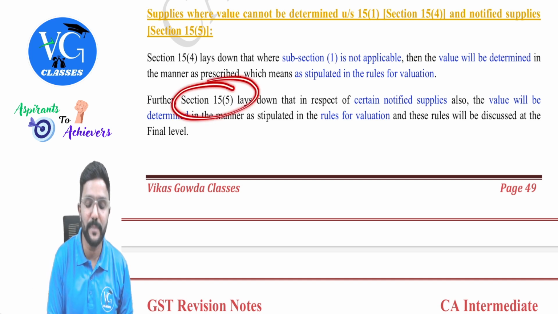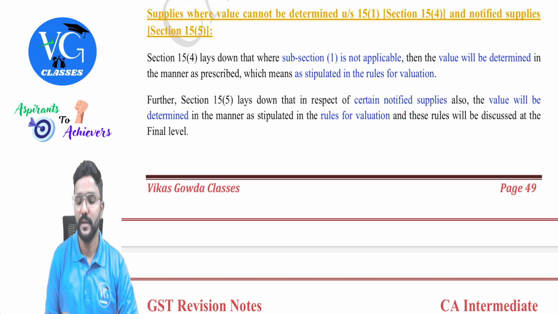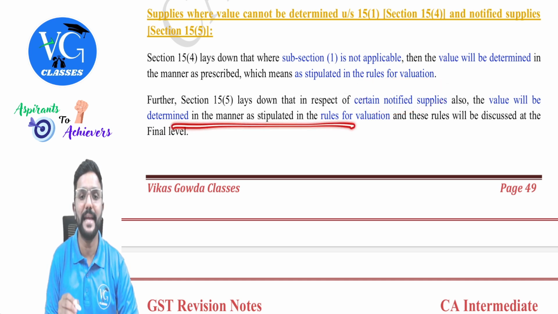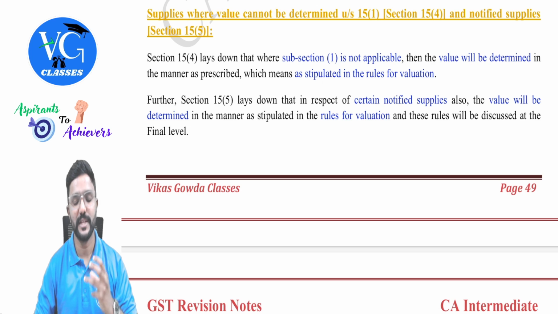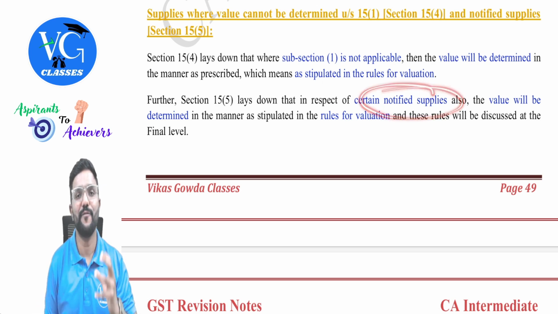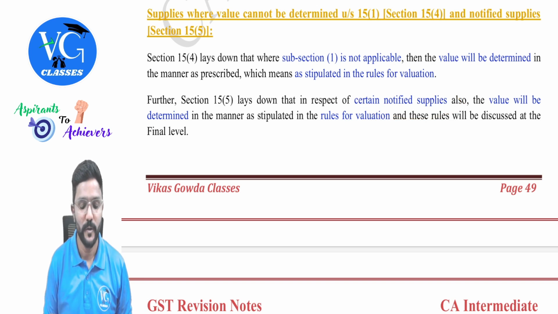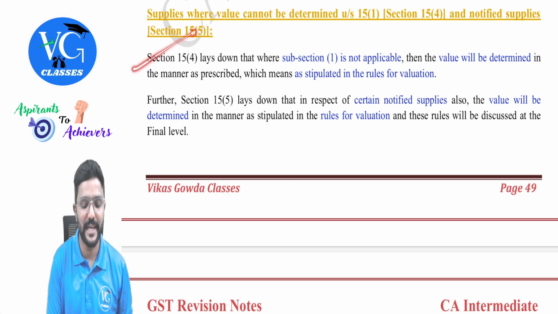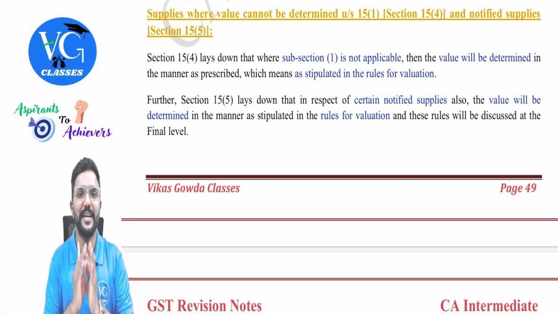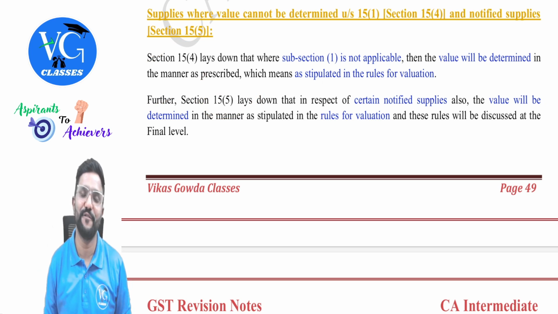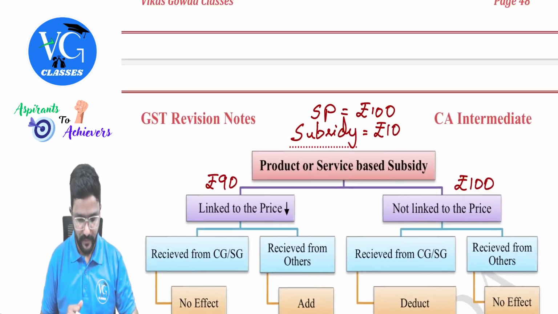Same way, 15 subsection 5 lays down in respect of certain notified supplies. The value will be determined in the manner as stipulated in rules for valuation. So with respect to few notified supplies, the value of supply will be decided as per valuation rules. So both section 15 subsection 4 as well as 15 subsection 5 will refer to valuation rules. But that valuation rules you will be learning at final level. Yes, sir.